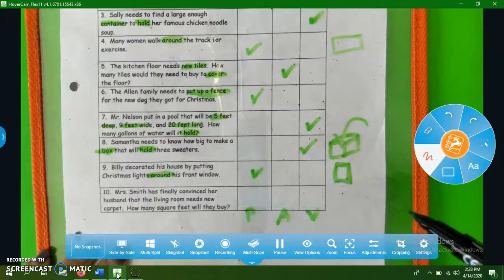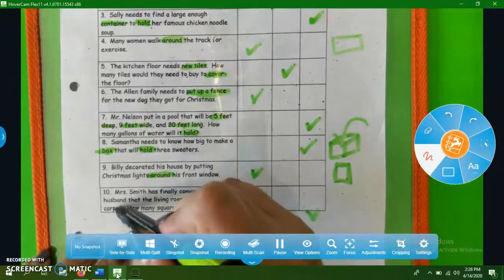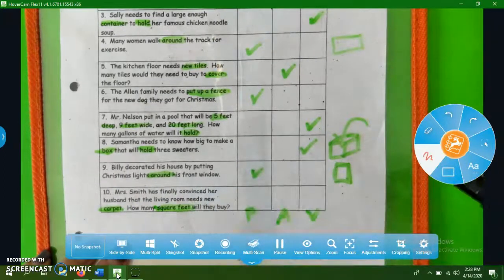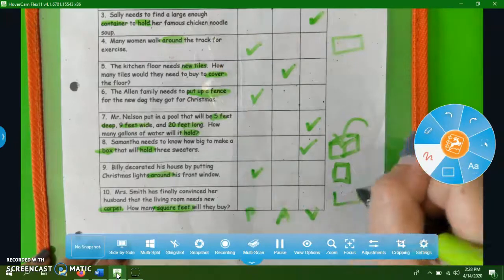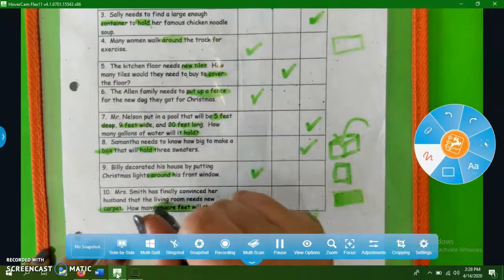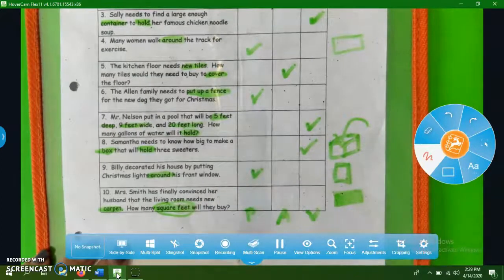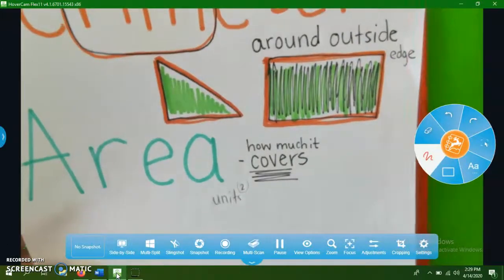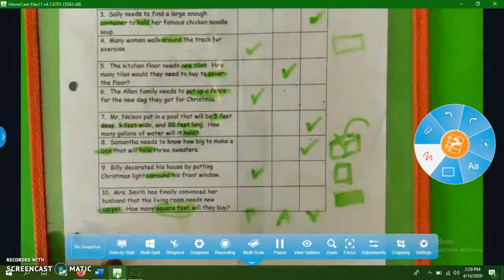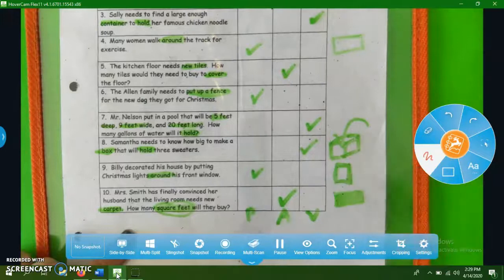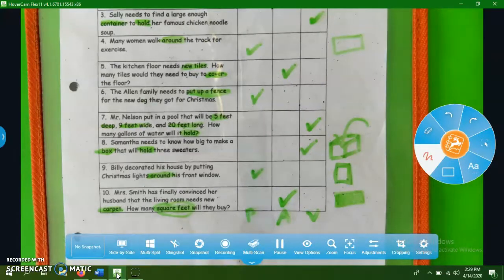And lastly, Mrs. Smith has finally convinced her husband that the living room needs new carpet. How many square feet will they buy? 2 clues here. 1, it's a floor. We're going to cover the floor in carpet. And also square feet. And remember, area is always calculated using units squared because you're multiplying 2 things when you do it. And since we're using square feet and not cubes, that helps us to know that this is area.